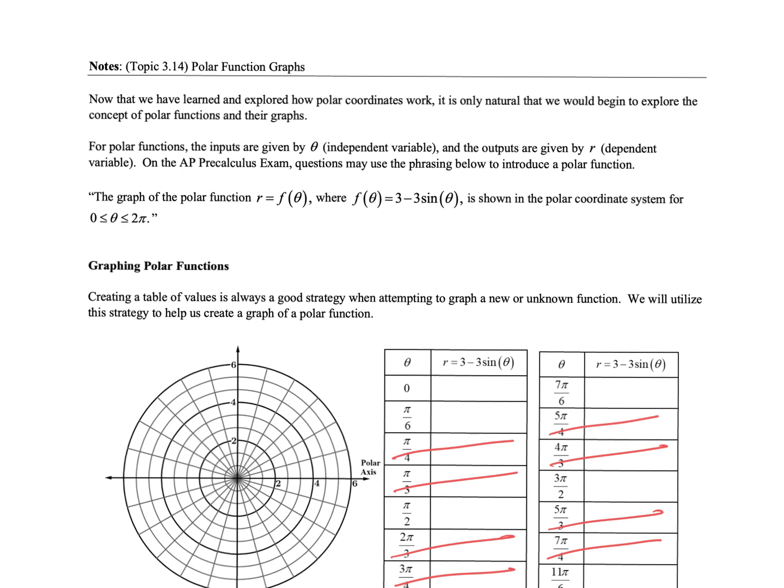A lot of the times I don't actually write it like this. I just go ahead and say r equals this. However, your inputs are thetas and your outputs are usually r's. And so they're kind of backwards when we do our polar pairs. It's r comma theta, but it kind of goes backwards from what we're normally used to. All right, let's keep going.